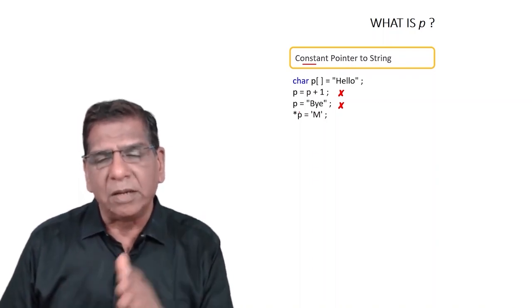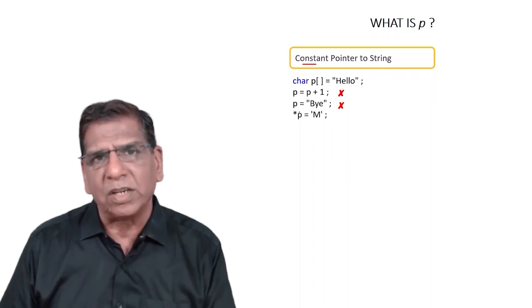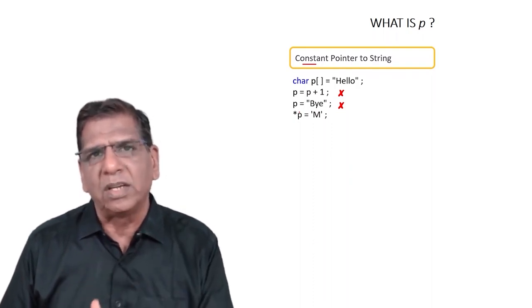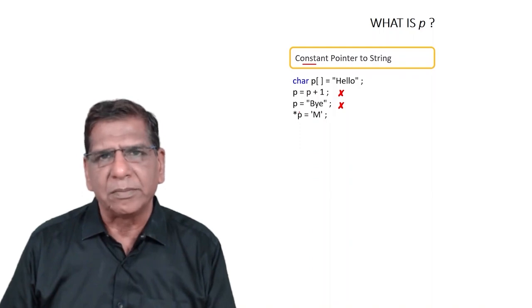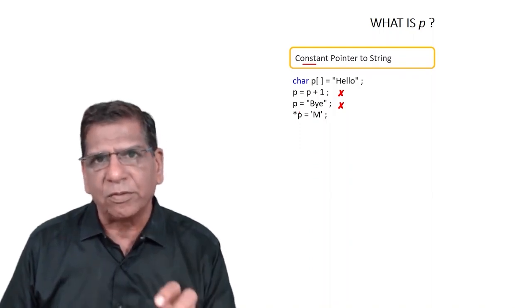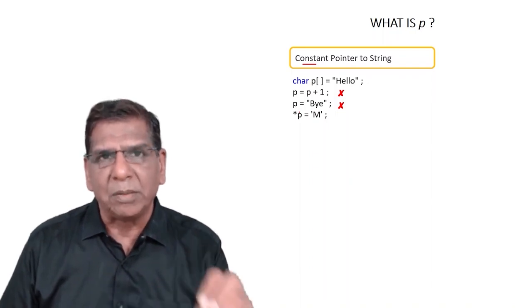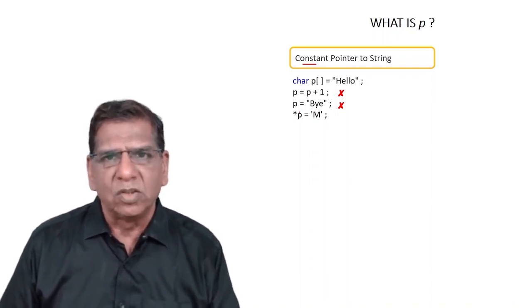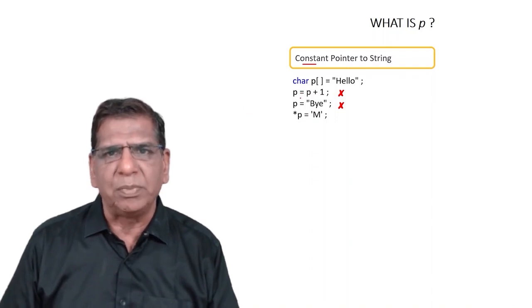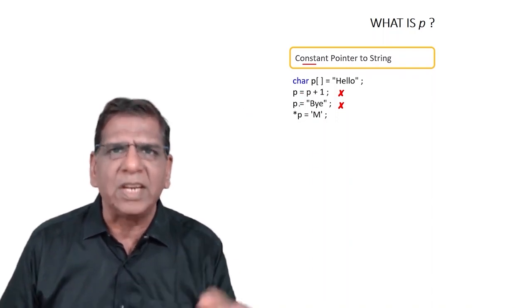Let me again re-emphasize that array name acts as what? A constant pointer to the 0th element of the array. That constantness of the array name is what prevents us from making changes to it. So p equal to p plus 1 is wrong, p equal to "bye" is wrong, p equal to anything is wrong.